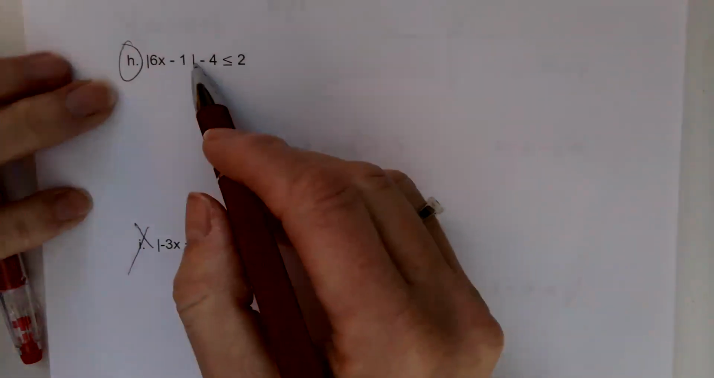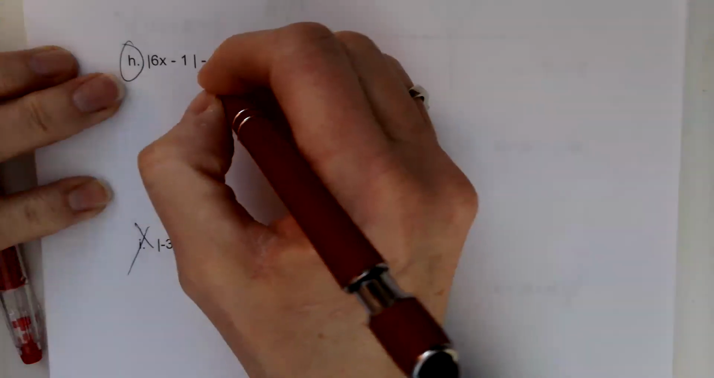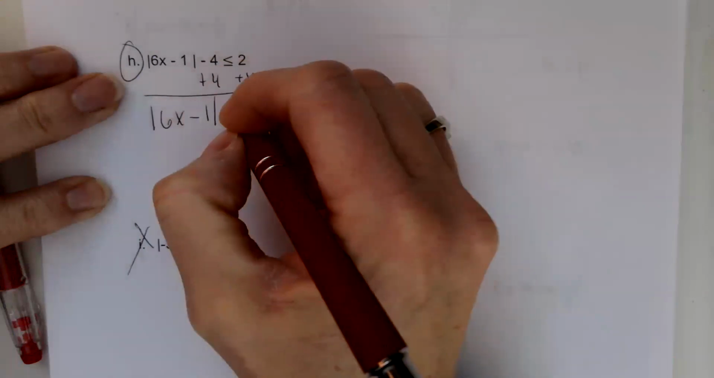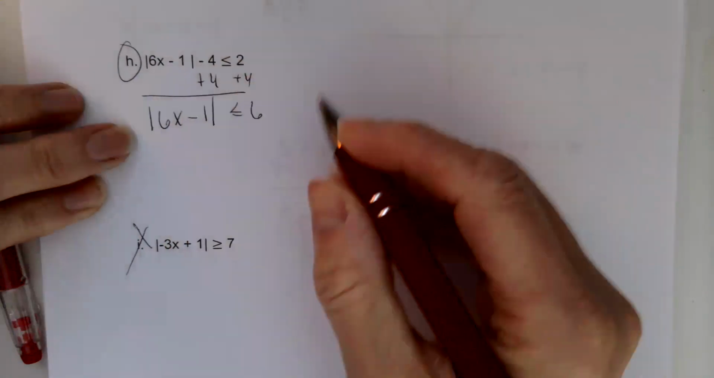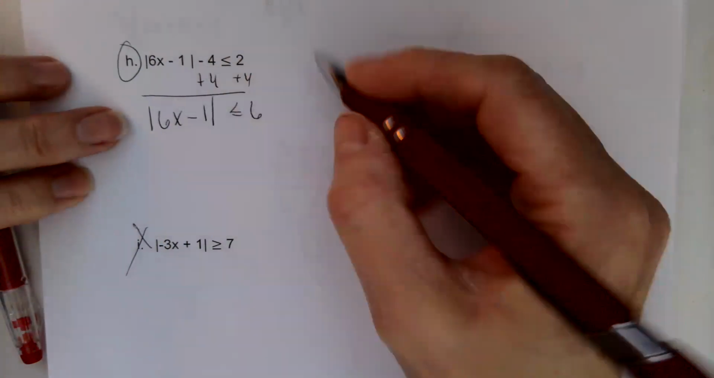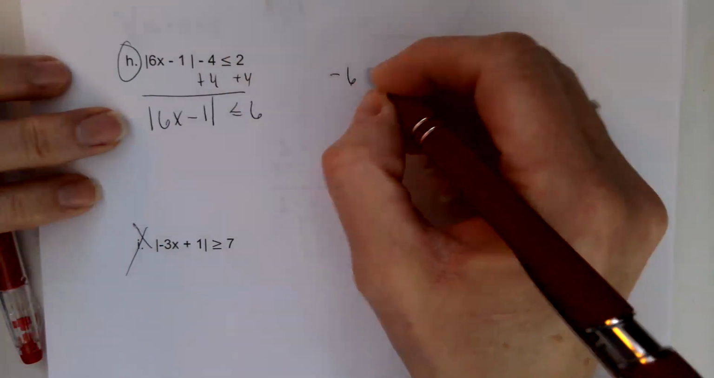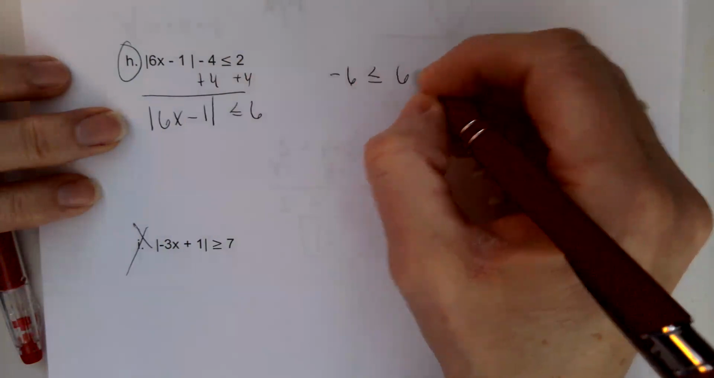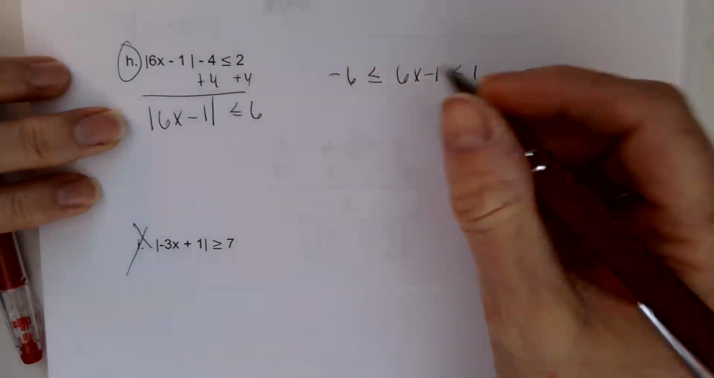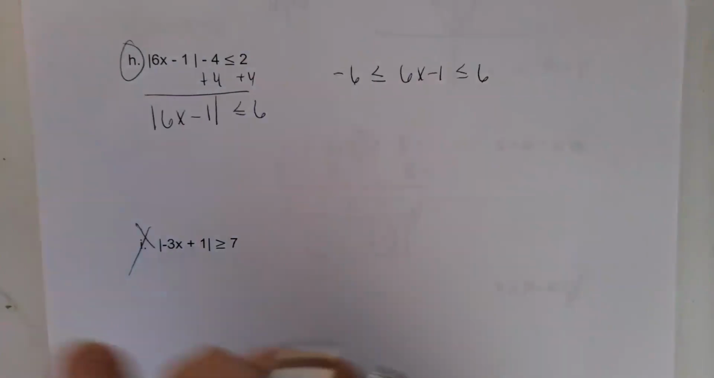So we're going to isolate our absolute value by adding 4. So we have the absolute value of 6x minus 1 is less than or equal to 6. So when it's less than, it's in between. So negative 6 is less than or equal to 6x minus 1 is less than or equal to positive 6. And then we just isolate x.